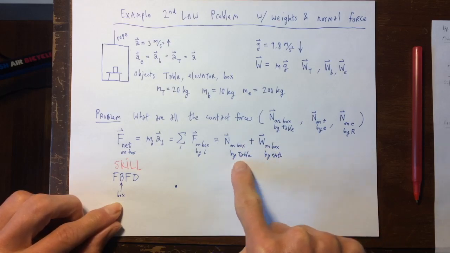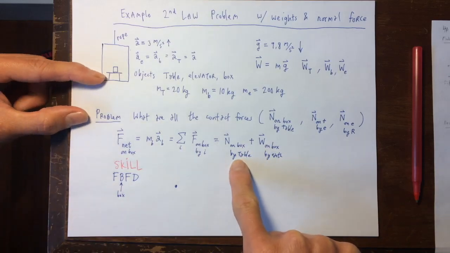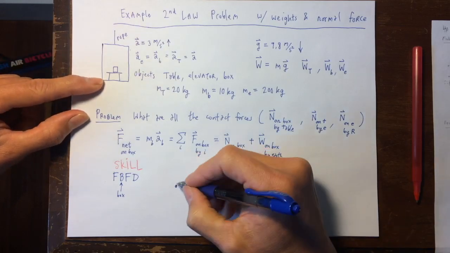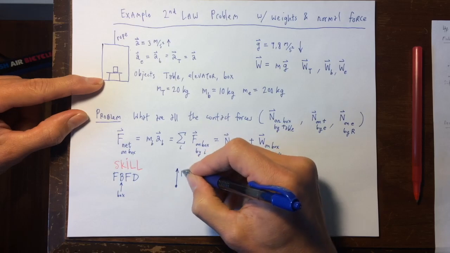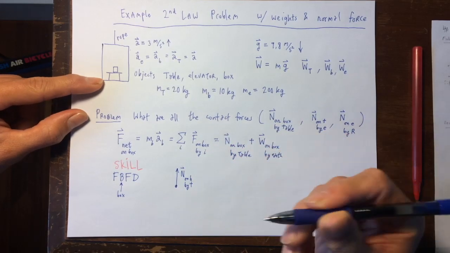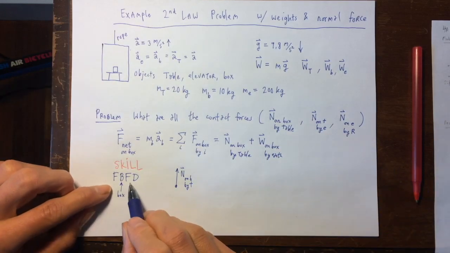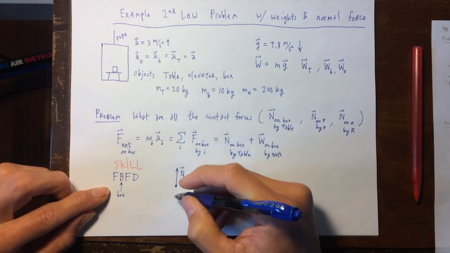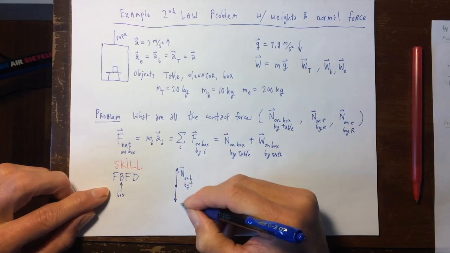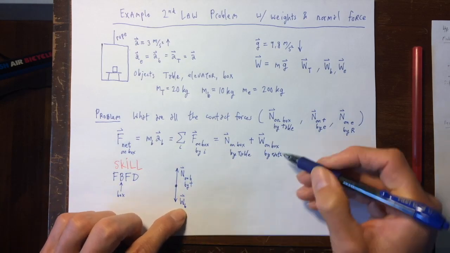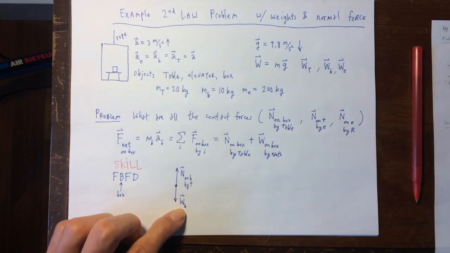One of the forces on the box is the normal force by the table. The table's underneath the box, and the table's going to be pushing up on the box. Here it is. Normal force on the box by the table. The other force that's acting upon our little box dot, our free body, is the weight force. That one points down. So I'll just put the weight of the box, where B is just an abbreviation for all that stuff sitting there.